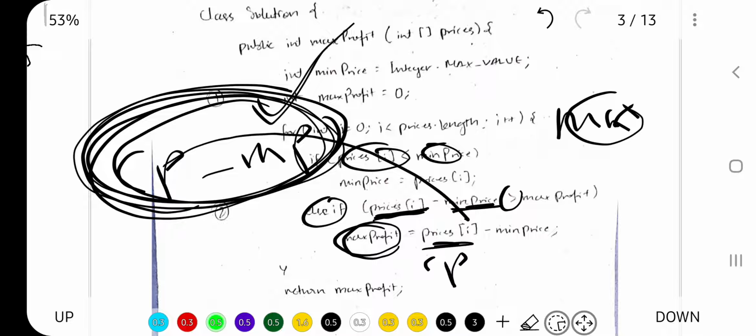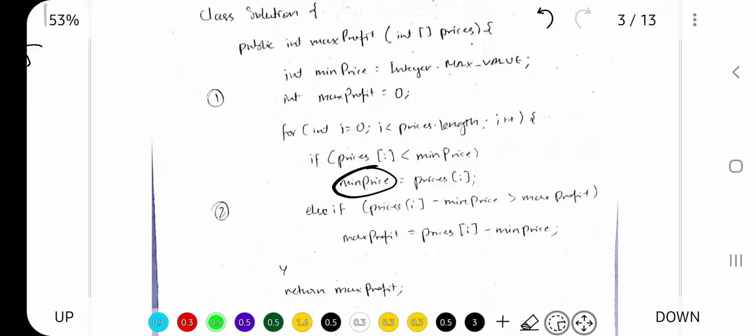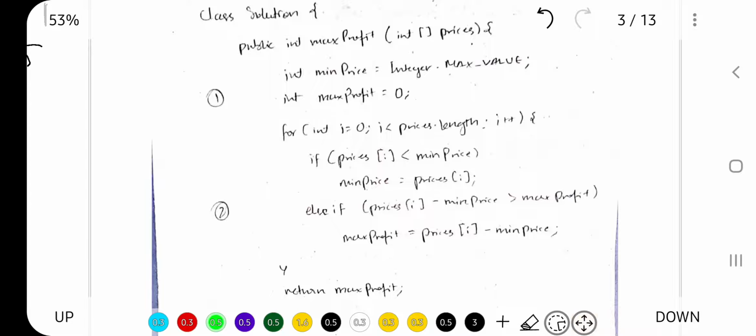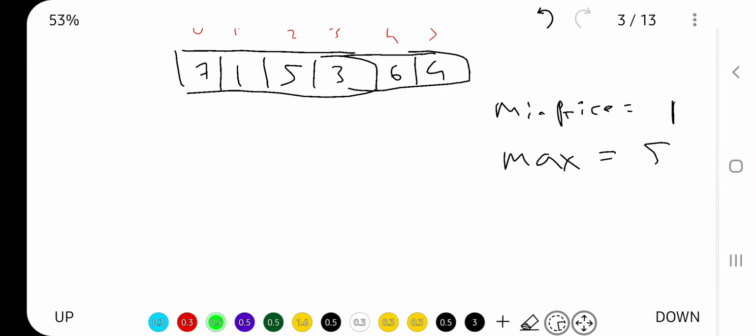This is nothing but CP and this is MP. So I'll get the maximum profit here. In each iteration I'll set the minimum price if it's possible, else I'll check if the maximum profit can be updated, and I'll set that. Okay, then finally when this loop gets over, I'll return the maximum profit. Okay, that's what the code is about. Let's quickly wrap up what the code actually does.